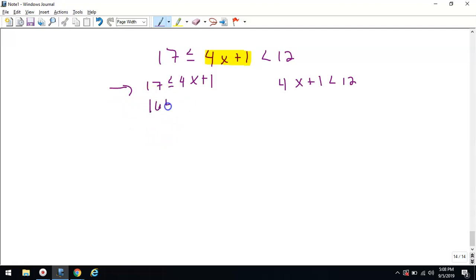So subtracting 1, divide both sides by 4, we get x must be greater than or equal to 4. On this side, we subtract 1, we get 4x less than 11, we divide by 4, x also must be less than 2.75, or 2 3/4. What does that look like in interval notation?